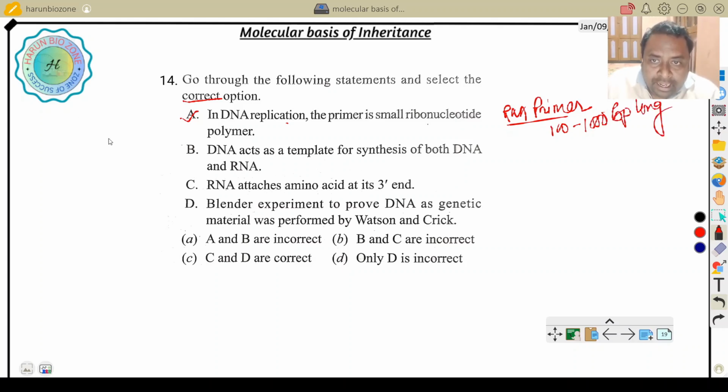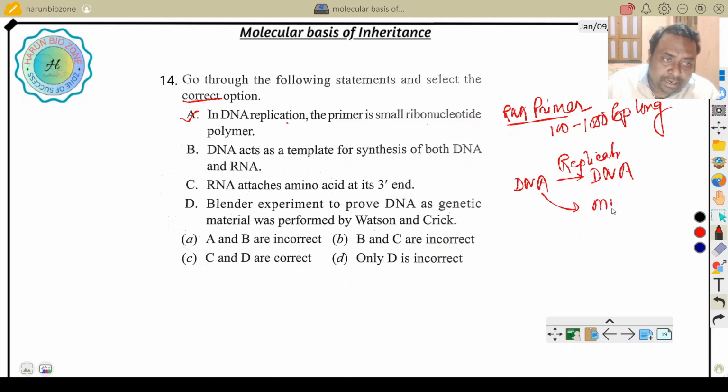Clear? DNA acts as a template for synthesis of both DNA and RNA, because DNA produces DNA by replication, okay, and DNA produces mRNA by transcription. So, in both cases the DNA acts as a template. So, this option is also correct.